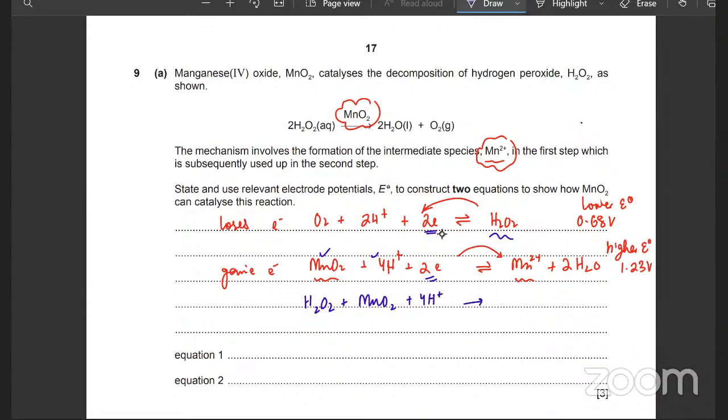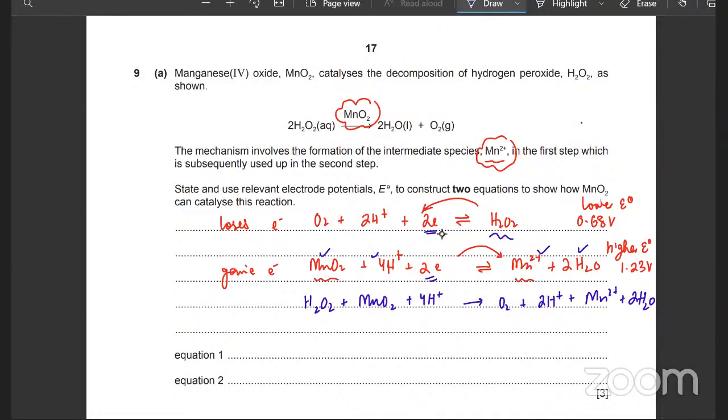And now add up the products. If you add up the products in the first one, it's O2 plus, I think, 2H+. And at the bottom, the products are Mn2+ and 2H2O. So those are my products at the bottom.